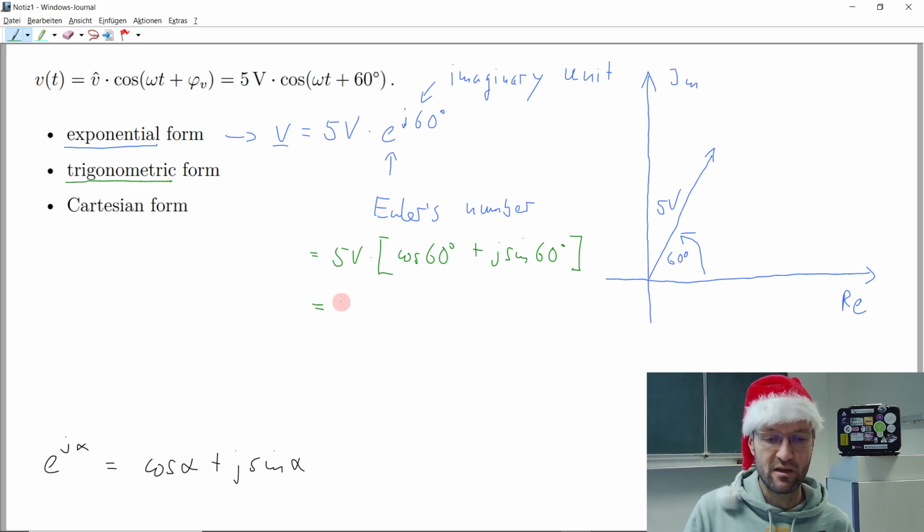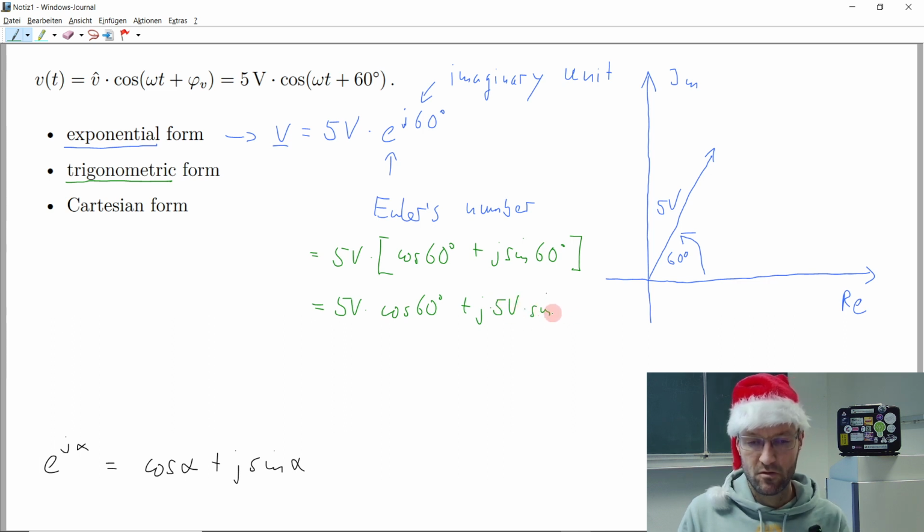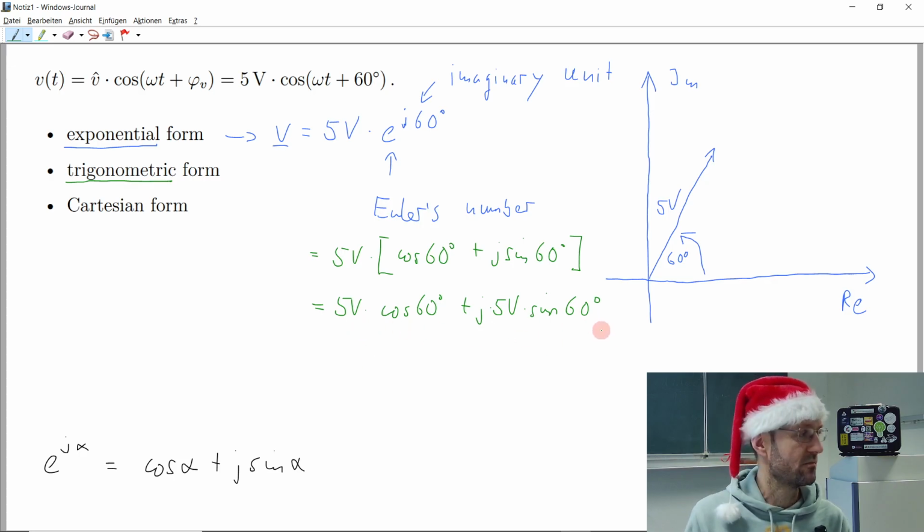And then of course we could calculate this and say it's 5 volt times the cosine of 60 degree plus j times 5 volt times the sine of 60 degree. Okay, so this is our trigonometric form. To be honest, no one really needs this trigonometric form in this way. It's kind of lost in translation. It's somewhere between this exponential form and the Cartesian form that we would like to have.